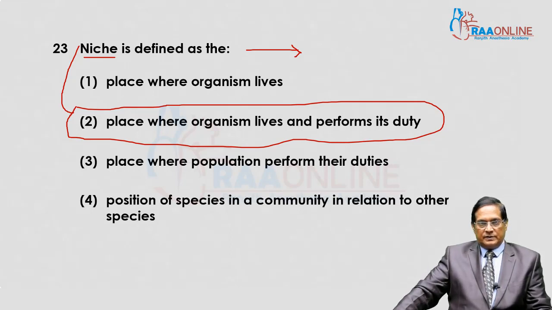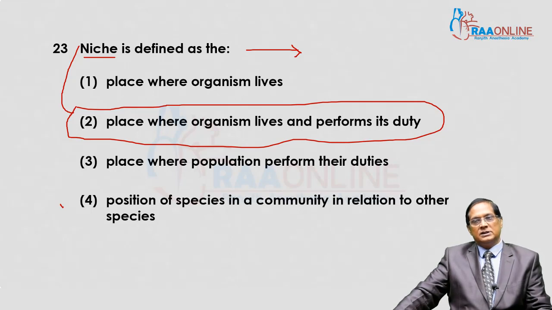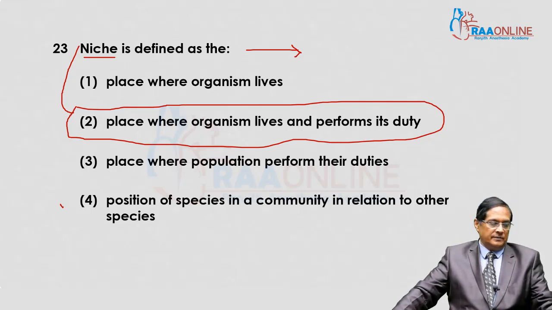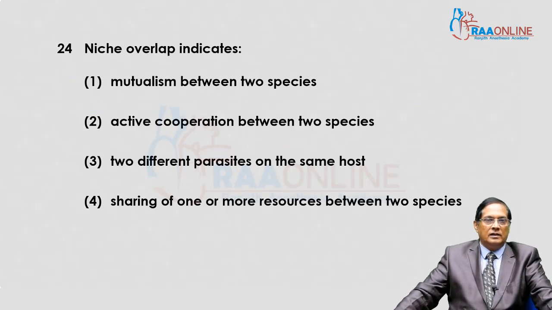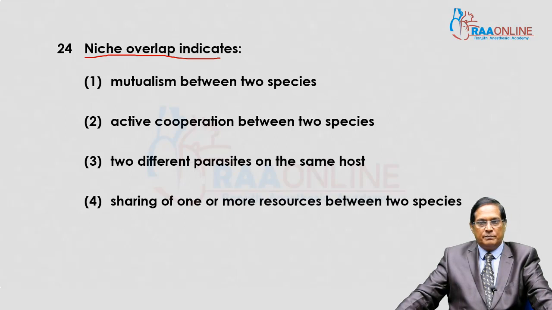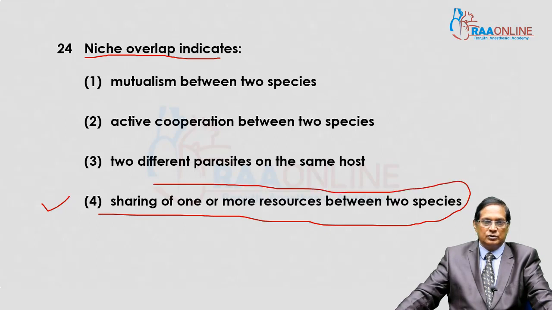Place where the population performs its duty, the position of a species of a community in relation to other species. This is correct. That is the actual place of an organism where it lives and performs its duty. That is better, that is niche. Niche overlap indicates mutualism between two species, active cooperation between two species, or two different parasites on the same host, sharing one or more resources between two species. The fourth one is correct: sharing of one or more resources between two species.